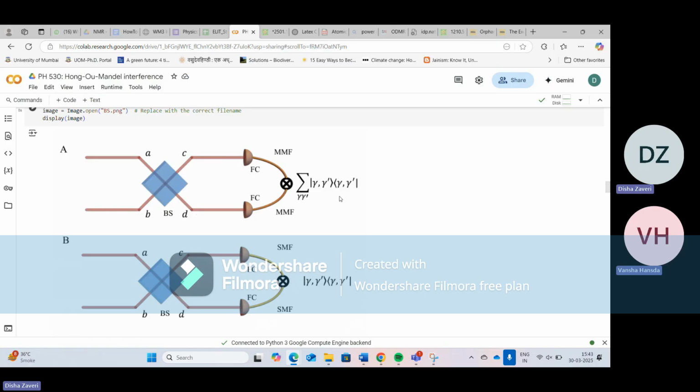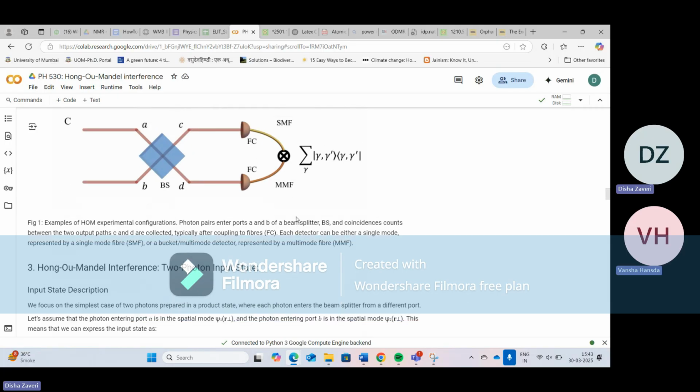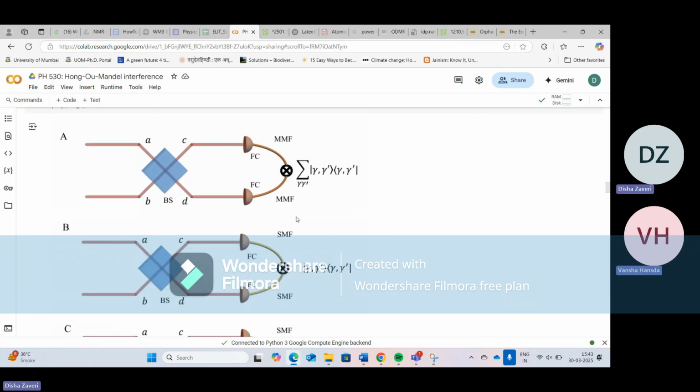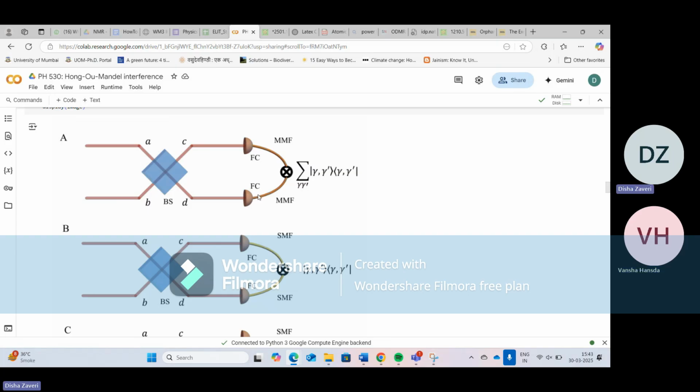This is the first case where we have a multi-mode fiber. So essentially, the beam splitter has two input ports, A and B, and two output ports, C and D. Each output port has the fiber coupling that leads to the detector, and this detector is a multi-mode fiber, so which essentially means it's a bucket detector, and we can see it as a summation.